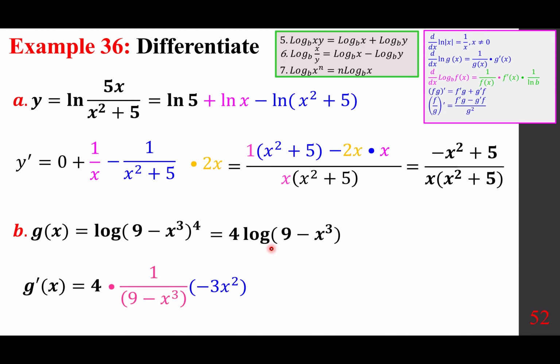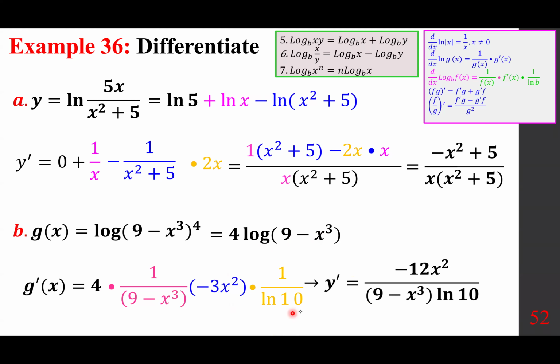And you look at the base. The base is missing. That means the base is 10. 1 over ln b, 1 over ln 10. Now we put them all together. So 4 and negative 3, negative 12x squared, and the product of these two pieces in the denominator. So y prime is negative 12x squared over (9 minus x cubed) ln 10.